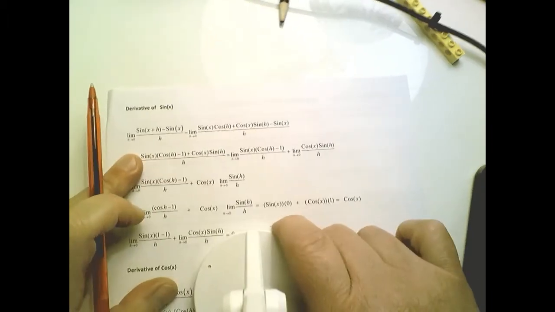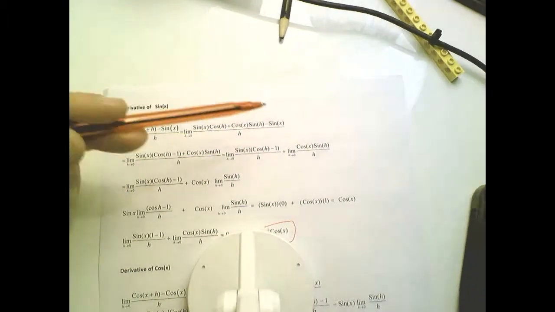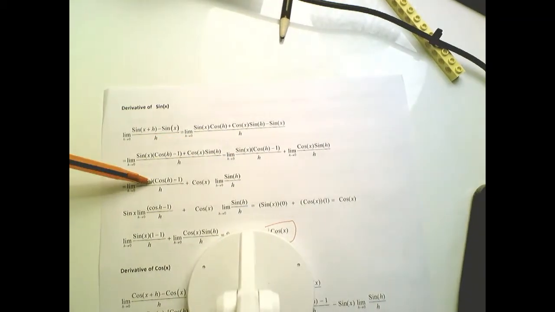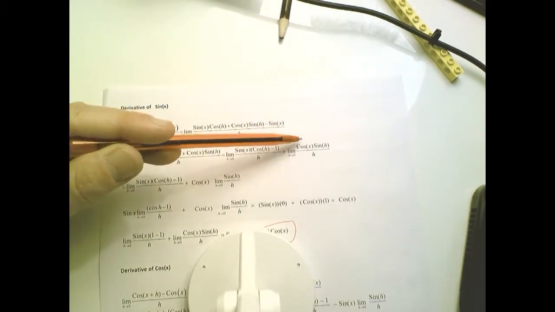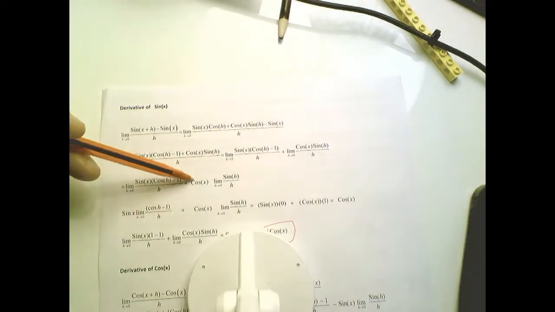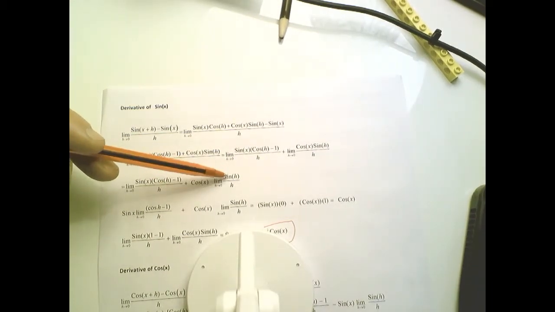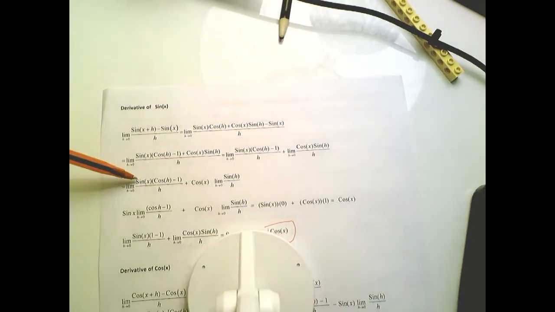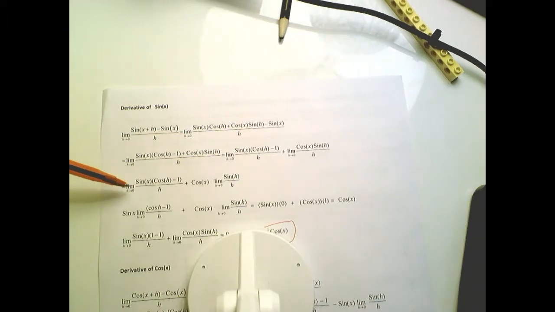Moving forward, bit by bit, I'm going to start taking out of the limits the pieces that aren't related to h. So my first term has stayed the same. I've worked with my second term. H has no impact on cosine x, so notice that I've moved it in front of the limit. And I'm left with the limit as h approaches 0 of sine of h over h. I've also done what now in this next term? My first piece here, sine of x has nothing to do with anything as h approaches 0, so I took it out.